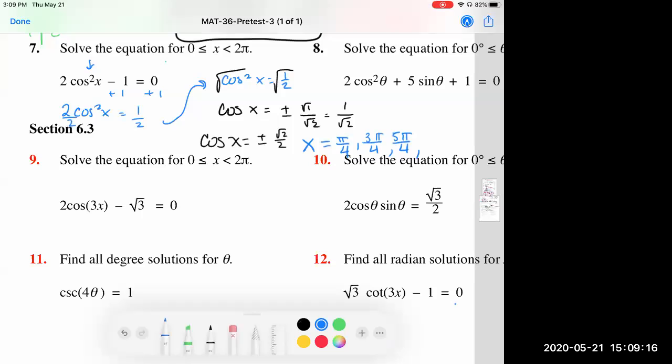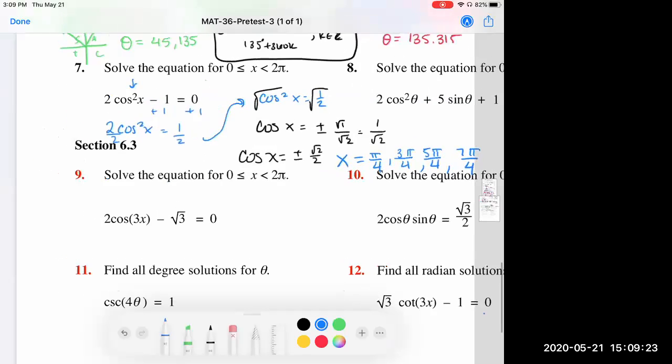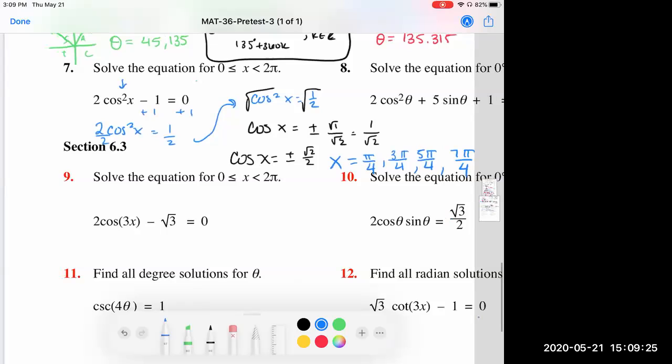Am I lagging a lot? I have a question. Uh-huh. Why are we not going with square root? Oh, never mind. I got it. There's no square root of 1/2. I just saw that. Never mind.